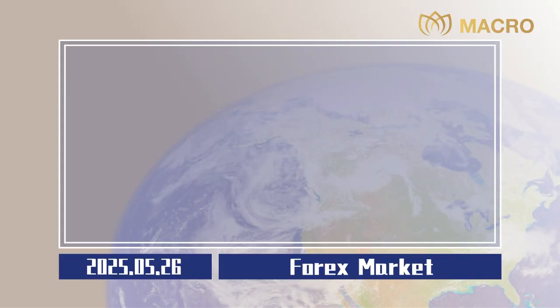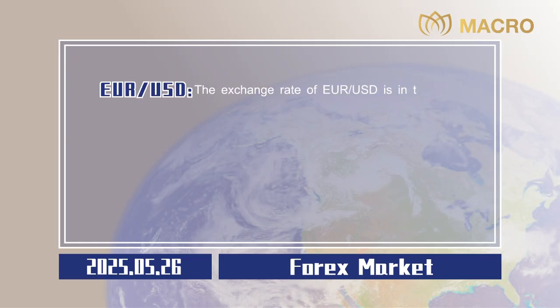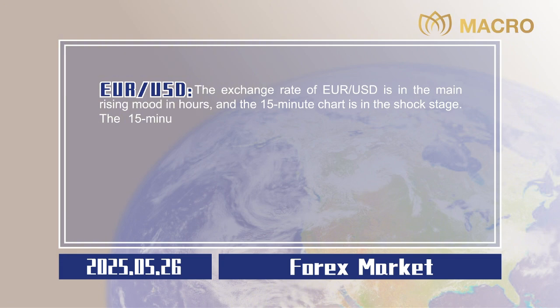Forex market. Euro to US dollar. The exchange rate of euro to US dollar is in a rising mood on the hourly chart, and the 15-minute chart is in the shock stage. The 15-minute chart oscillation range is 1.1387 to 1.1420.